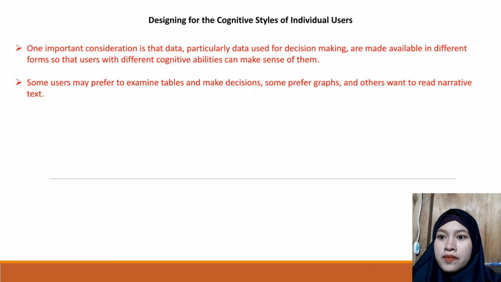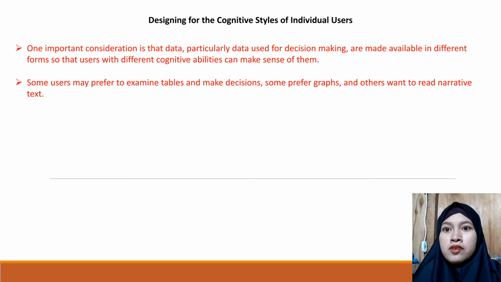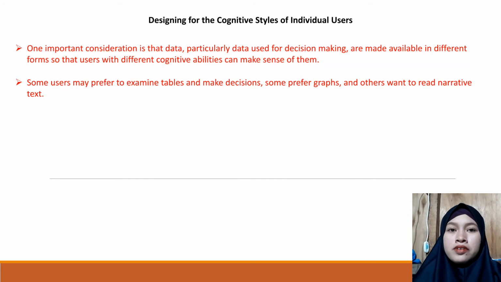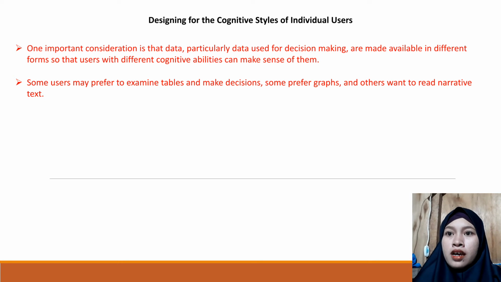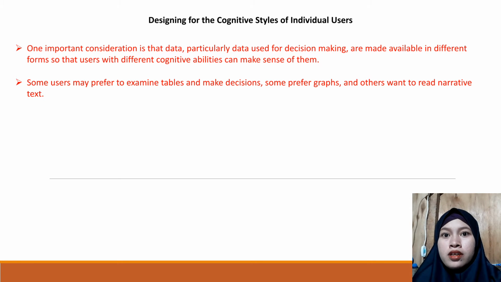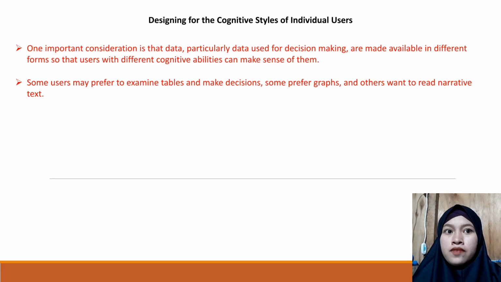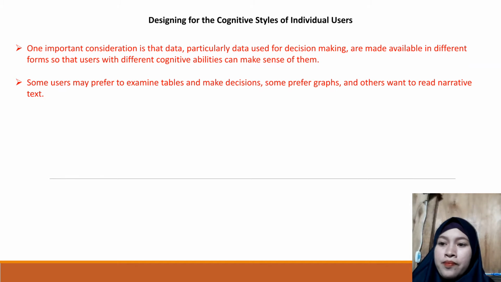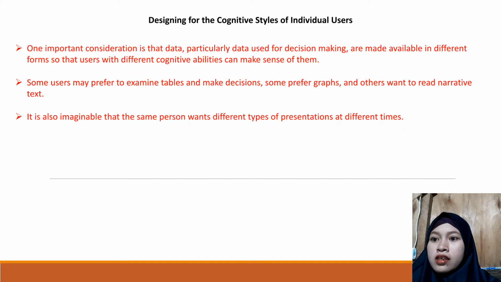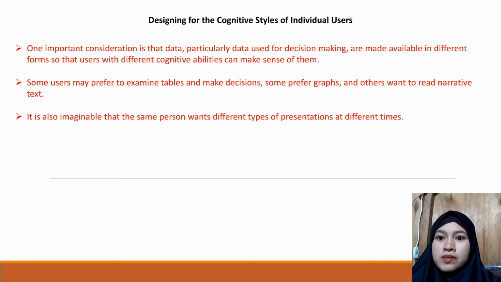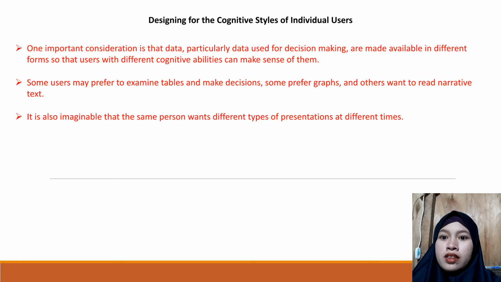Some users may prefer to examine tables and make decisions. Some prefer graphs and others want to read narrative text. Some users feel compatible and find it easy to understand and make decisions when they examine tables. It is also imaginable that the same person wants different types of presentations at different times.